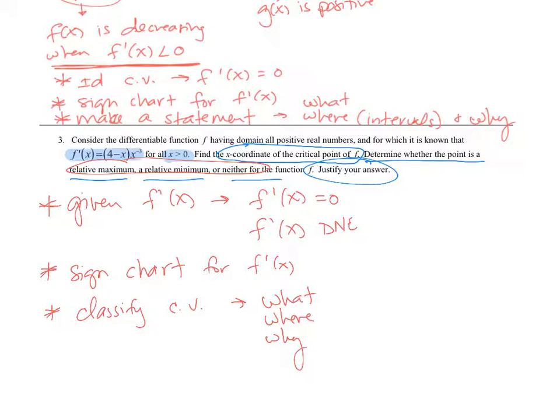The other idea to keep in mind as you're working is this right here. All x values are going to be greater than 0. So when you make this sign chart, it's like your sign chart for f prime of x is starting at 0. Okay?